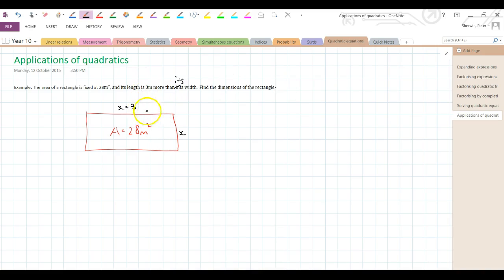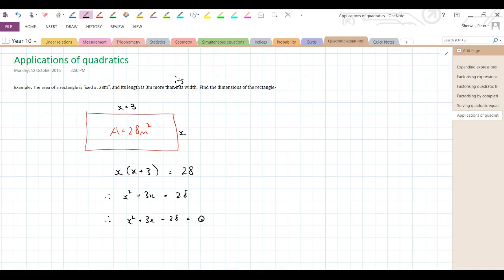Okay, so what can we say about this? If the length is 3 more than its width, now we've got our length and width in terms of x. We can work out its area by multiplying x by x plus 3, and concluding that that's equal to 28. So from that information, we can work out what x is. We can do this, can't we? We can expand this out. So x squared plus 3x equals 28.